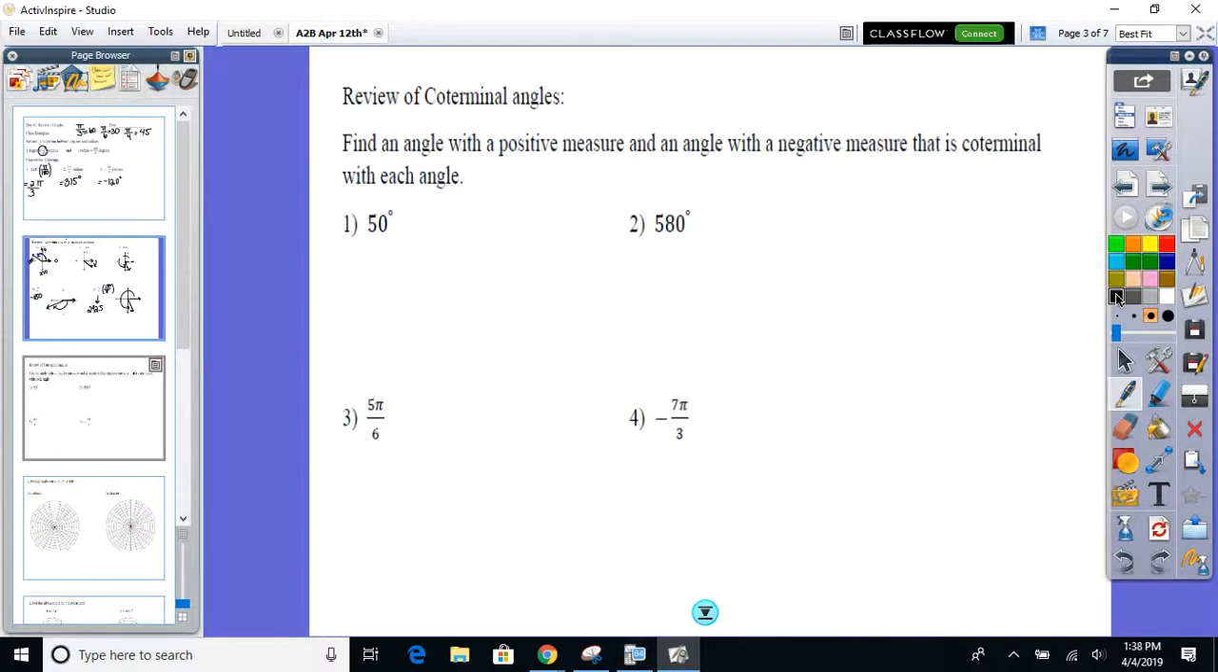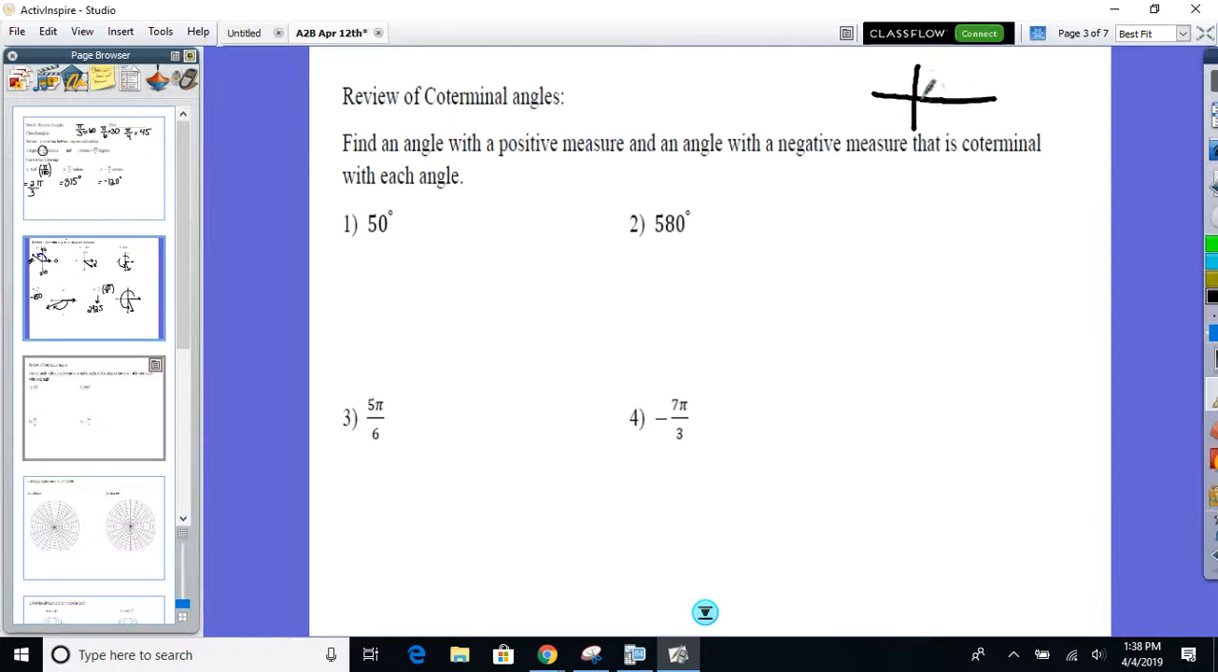Ooh, coterminal, yikes. Find a positive and a negative measure that's coterminal. Reminder what coterminal was, ready? First one's 50 degrees, right? You don't have to draw this, but here's 50 degrees. Name another positive angle that would look like that. Name a negative angle that would look like that. I see people going to their calculators. What can I do with 50 to find another positive angle that looks like that? Go all the way around again. All the way around, you're adding 360.